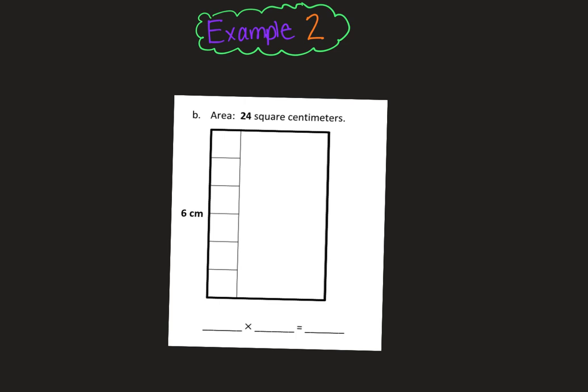So now we have the same area, but this time we have to fill in the rest of the blocks. So we have the area again of 24 centimeters, and on the side we have 6 centimeters. So we'll know that up here, in order to get 24, we'll need 4. So let's fill in the blocks.